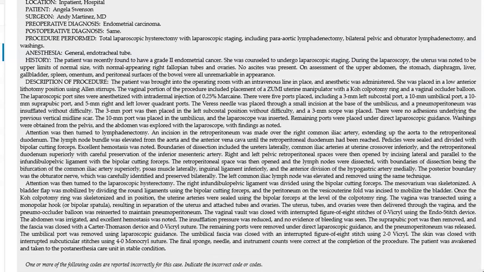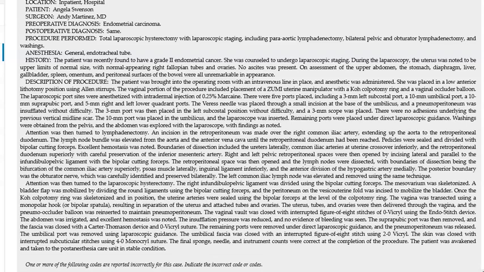The Veress needle was placed through a small incision at the base of the umbilicus, and a pneumoperitoneum was insufflated without difficulty. A 3 mm port was placed in the left subcostal position without difficulty. A 3 mm scope was placed. There were no adhesions underlying the previous vertical midline scar. The 10 mm port was placed in the umbilicus and the laparoscope was inserted. Remaining ports were placed under direct laparoscopic guidance. Washings were obtained from the pelvis and the abdomen was explored with the laparoscope with findings as noted.